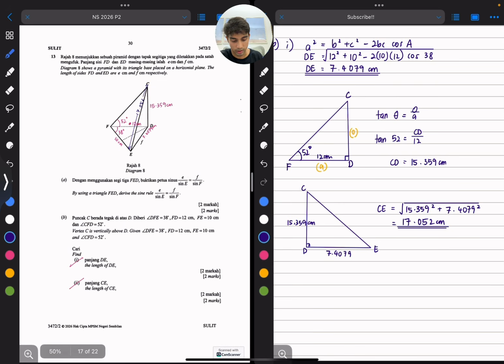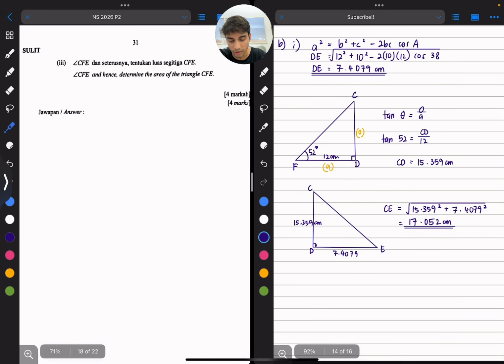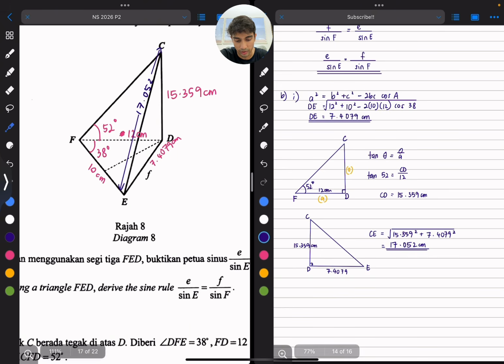Okay, done. Next, they want us to find the angle CFE and hence determine the area of triangle CFE. So the angle CFE is here, this angle. This angle is not 52 plus 38. Most students did that, I saw, but 52 is on the vertical surface, 38 is on the horizontal surface, on the floor. So this one and this one, you cannot add up. This is a whole completely different surface.